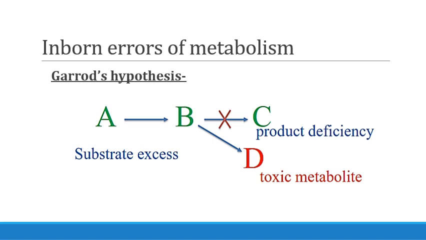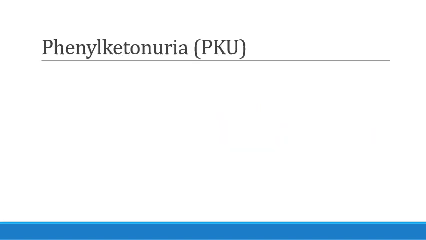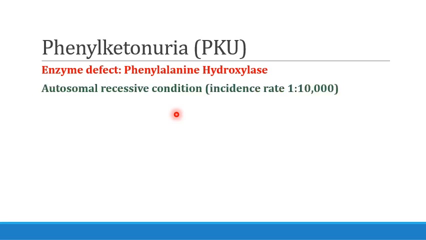Now let's see, one by one, the inborn errors of amino acid metabolism. The first one is phenylketonuria, in which the enzyme defect is phenylalanine hydroxylase. It's classical phenylketonuria, an autosomal recessive condition with an incidence rate of 1 per 10,000 live births.